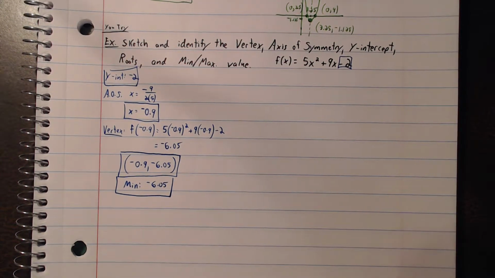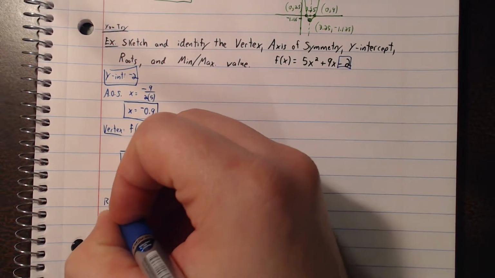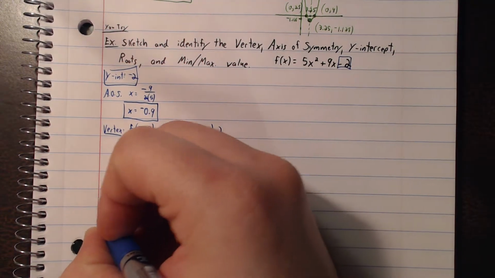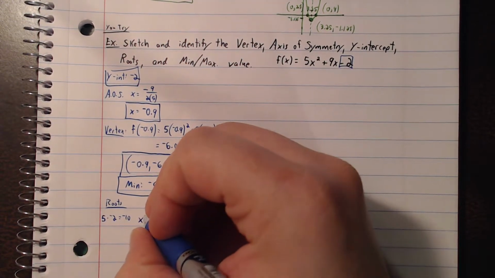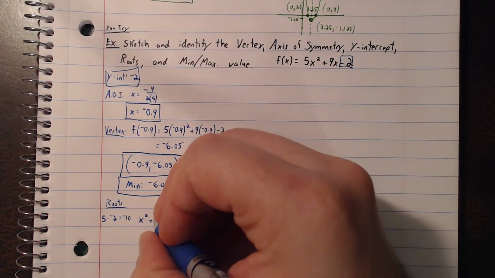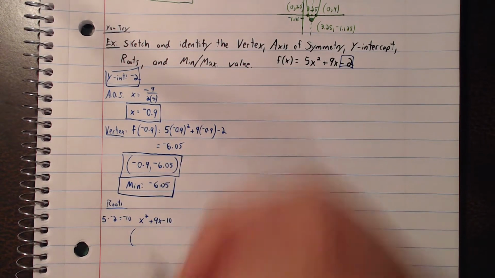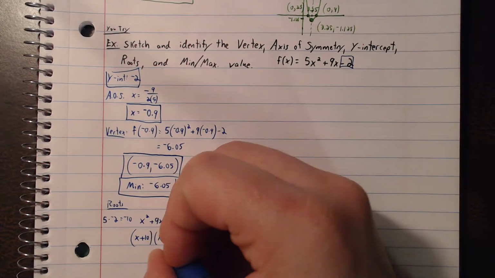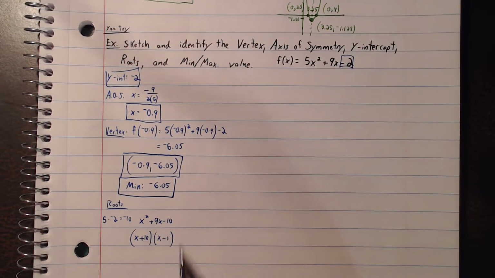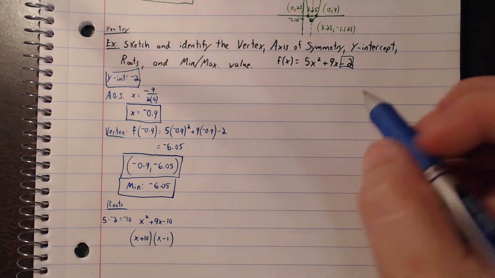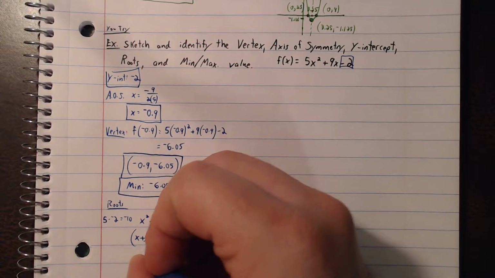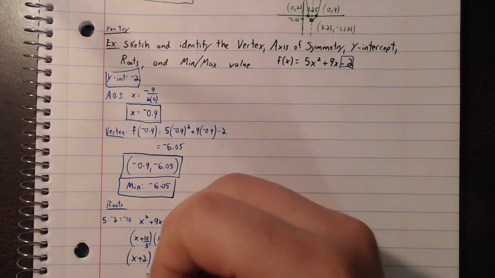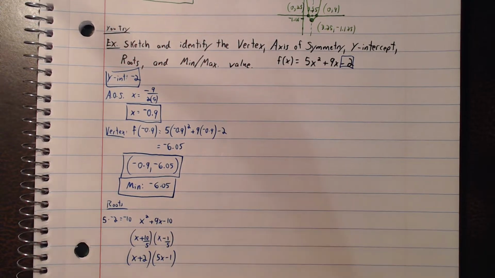Now we got to talk about the roots. Last time we're going to have to use the Berry method. We're going to do 5 and negative 2, which gives us negative 10. So we rewrite that negative 10, I'm going to have to do x plus 10 and x minus 1. That's going to give me the negative 10. Positive 10 and negative 1 gives me the positive 9 that we needed. We're going to divide by our a term, which is 5. So let's see. We got x plus 2 and 5x minus 1.